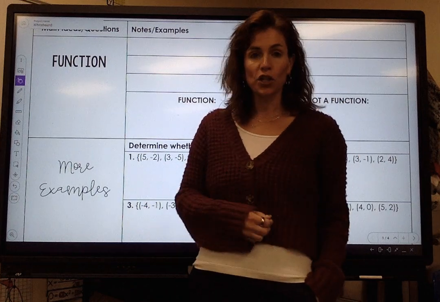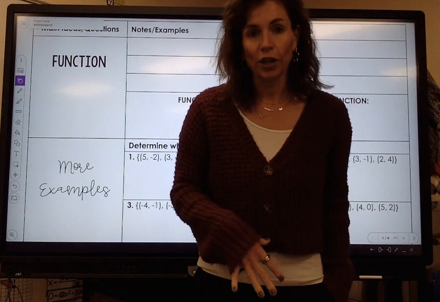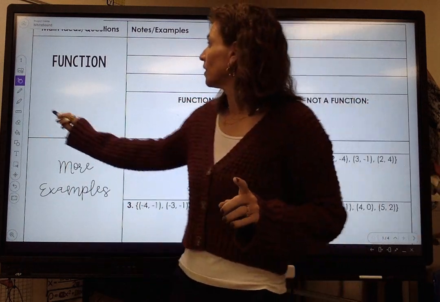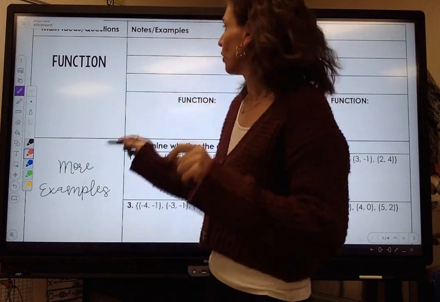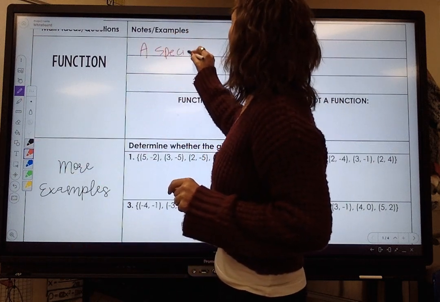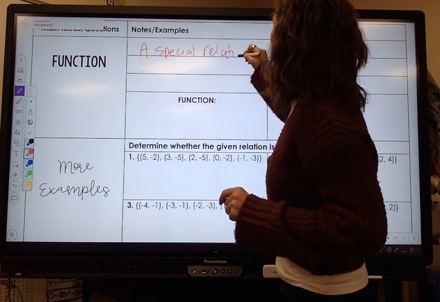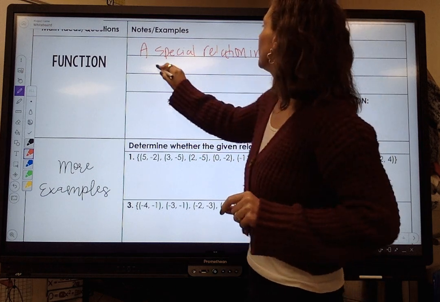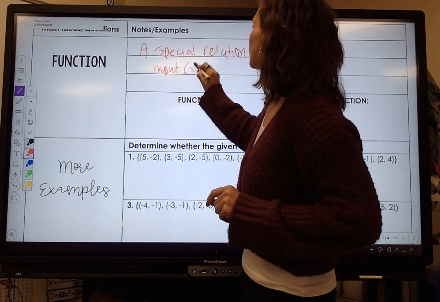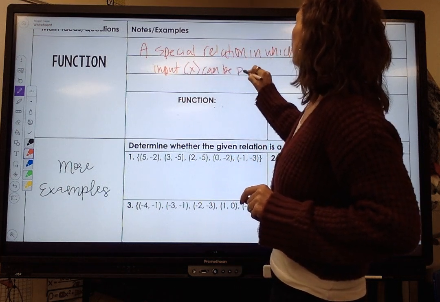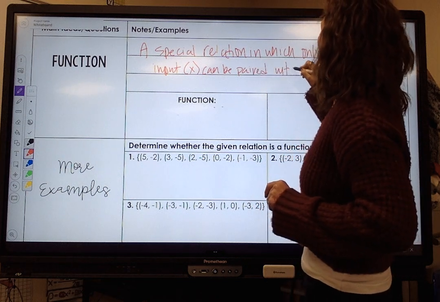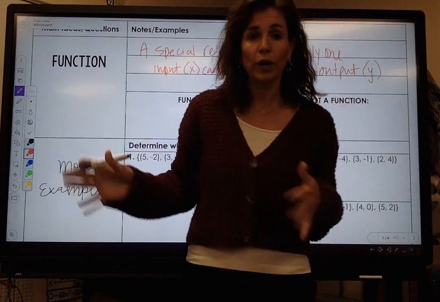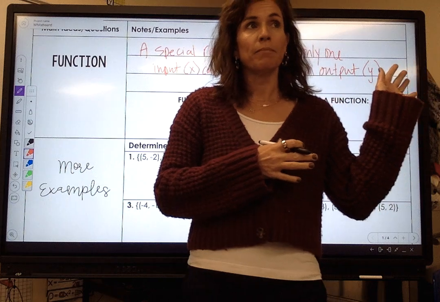Now we're going to talk about what a function is. So we talked about a relation, about how a relation is any set of ordered pairs. It can be anything. Well, a function is a special relation in which only one input, x, can be paired with an output, which, remember, is our y value. So our input's our domain, our output is our range.